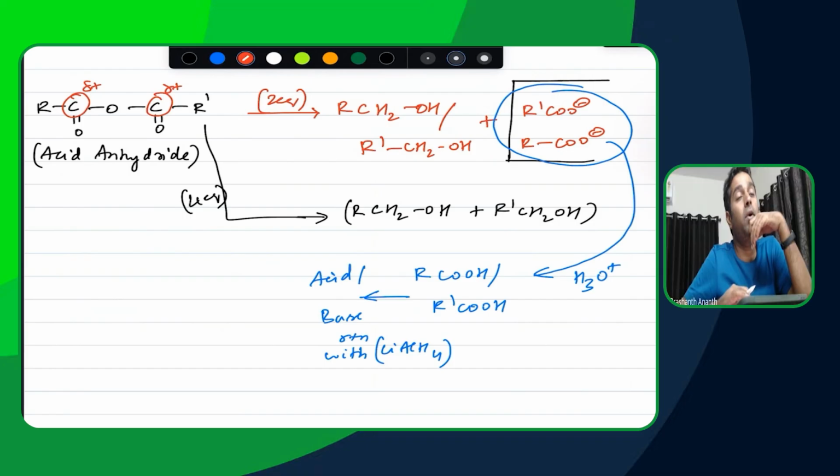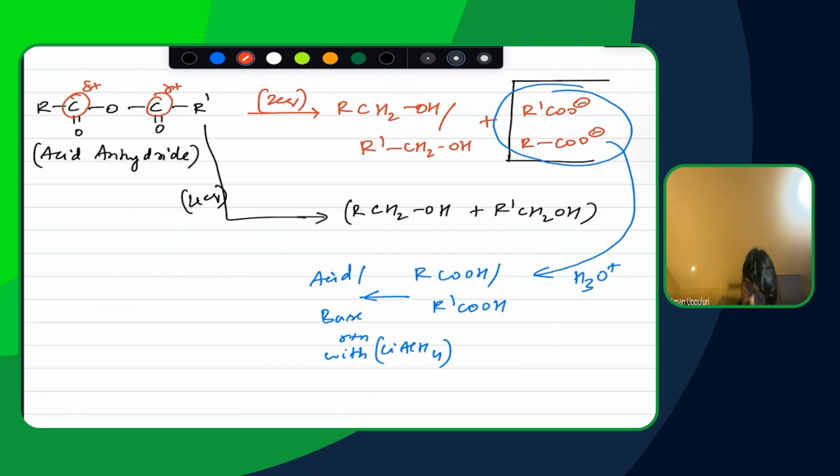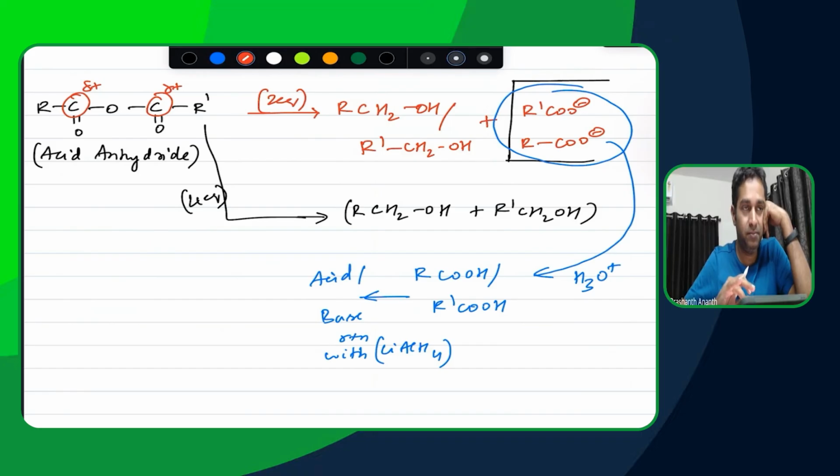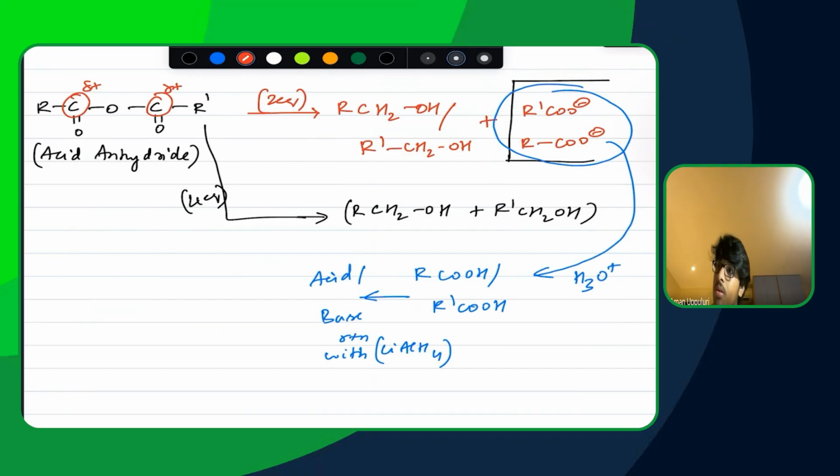What other acid derivatives are you familiar with? Sir, one more thing. In catalytic reduction of functional groups, RCOOH is also very less reactive with H2 and nickel, right? Yes. Is there a similar reason for that? What's the reason for that?